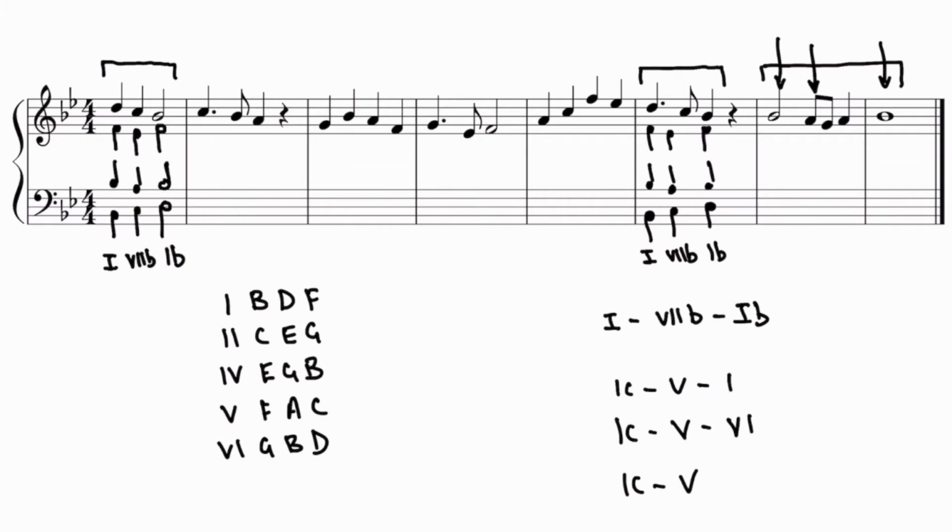So you don't want to be going from a 1C to something. You want to go from 1C to 5 and that progression should be a cadential progression. It shouldn't just be stuck anywhere. So here we've got a 1C, a 5, and a 1.